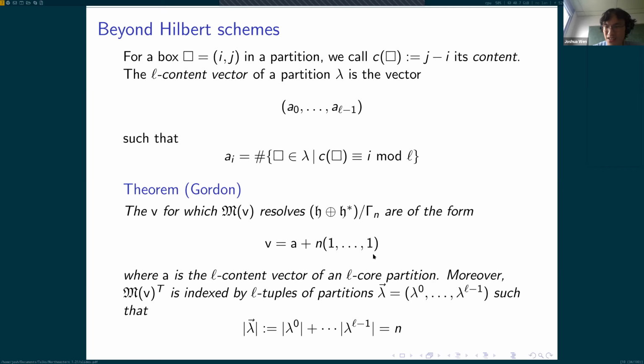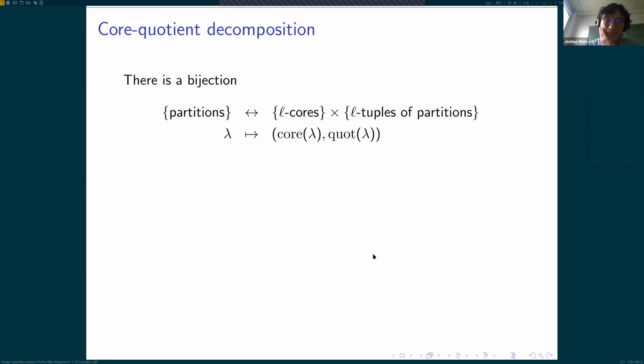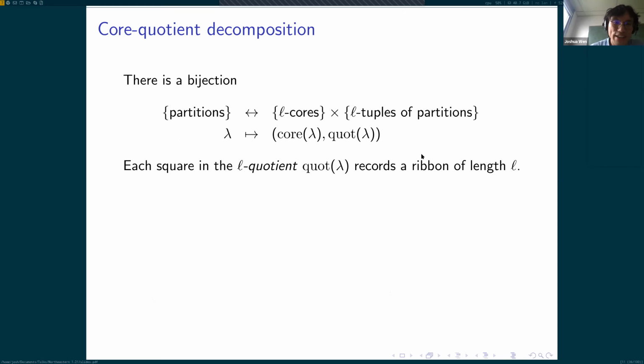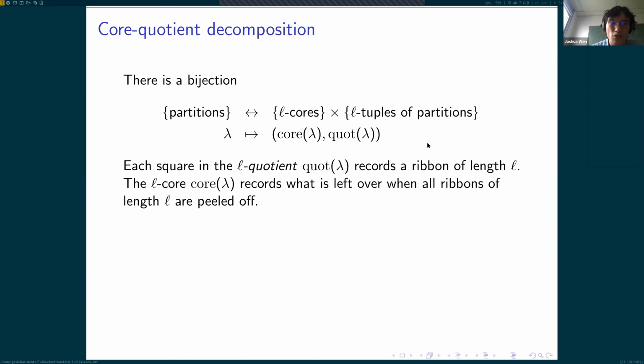Oh, actually, never mind. Yeah, sorry. So what is an L-core? It's basically a way to break up a partition. To each partition, I could assign an L-core partition, and then an L-tuple of partitions. This is actually a bijection, called the core-quotient decomposition. And roughly speaking, in the L-quotient you are recording ribbons of length L that you can peel off your partition here. And the L-core is what's left over.